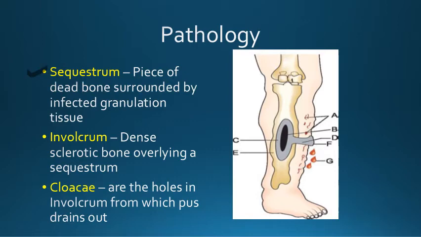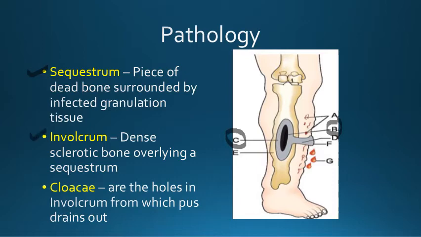So in this image, this is the sequestrum, the part that is denoted by B, the central black part. So it is a dead piece of bone. It will always be surrounded by infected granulation tissue, so that is the sequestrum.